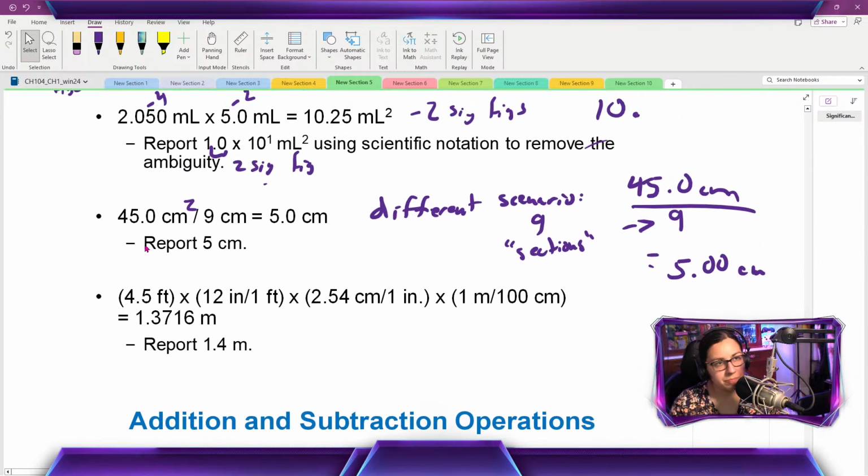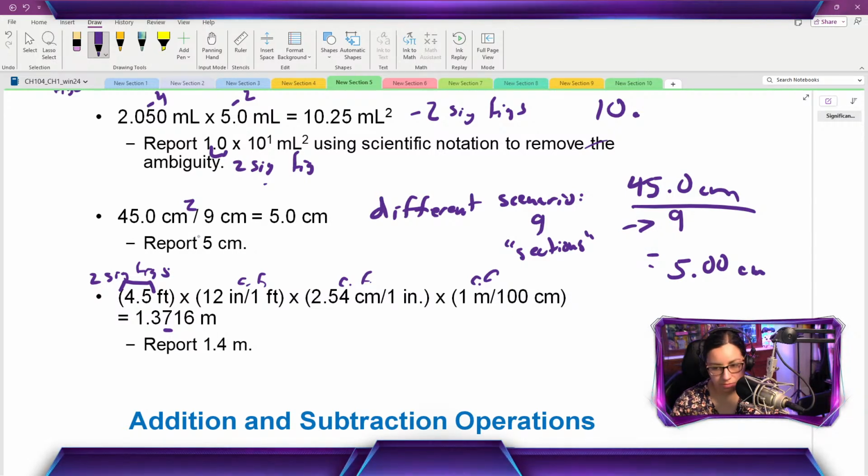And so this last example is to emphasize that these are all conversion factors, right? So this is a conversion factor, conversion factor, conversion factor. So all these 3 don't matter in our sig figs. And so we only care about this number when determining how many sig figs to report to. And so that's 2 sig figs. And so that means we round to 2 sig figs. And so that means we have a 7, so we'll round up to 1.4 meters for that problem. Questions?